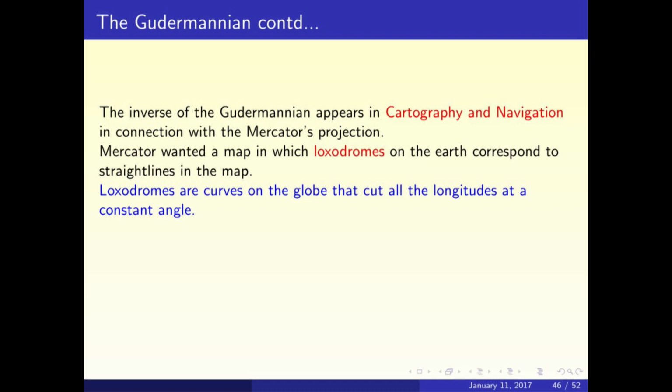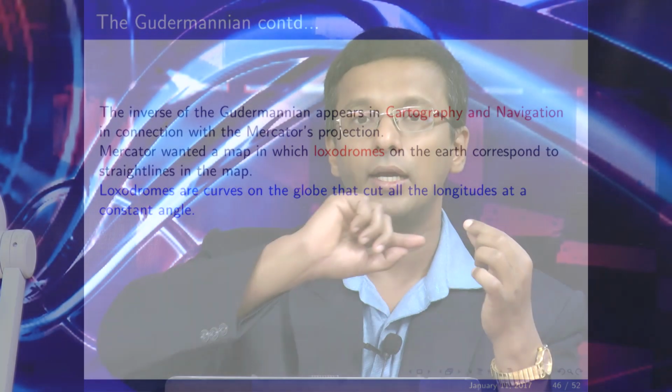Well, you will ask me, what are loxodromes? Let me explain it to you. Loxodromes are curves on the globe with the property that they cut the longitudes at the same angle. The curve cuts all the longitudes at a constant angle. Why are such curves important?